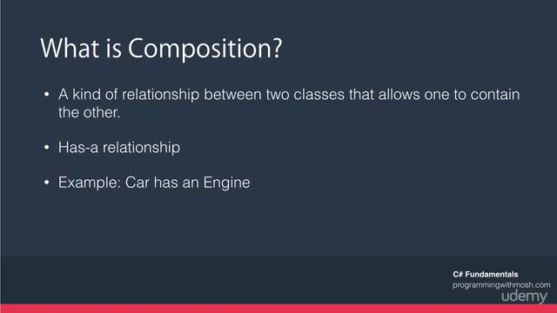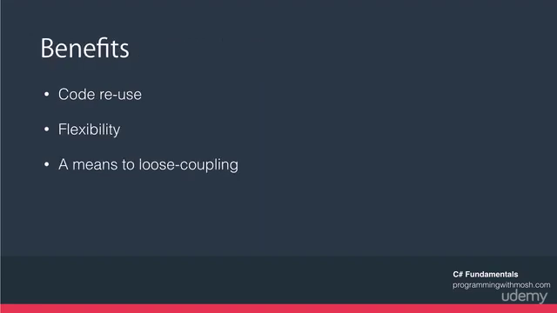So composition, just like inheritance, is another kind of relationship between two classes that allows one to contain the other. We refer to composition as a "has a" relationship. For example, we can say car has an engine. Just like inheritance, with composition, we get code reuse. But composition is more flexible, and it's a means to designing loosely coupled applications, as we will learn later in the section.